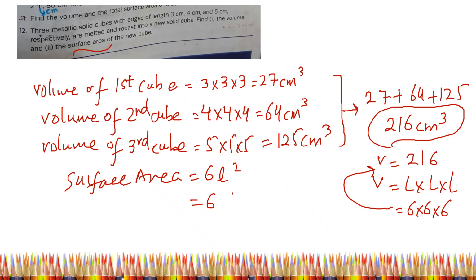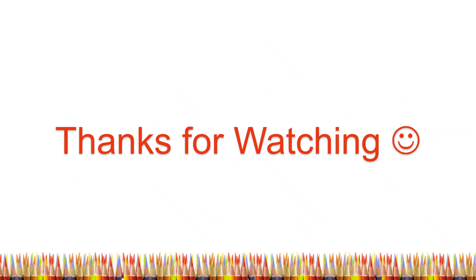So that means the length is 6. So we will take the square of 6. 6 squared is 36, and 6 multiplied by 36 will give you 216 centimeters square. So that means the surface area is also 216, but the unit will be centimeters square, and for the volume it's 216 centimeter cube.